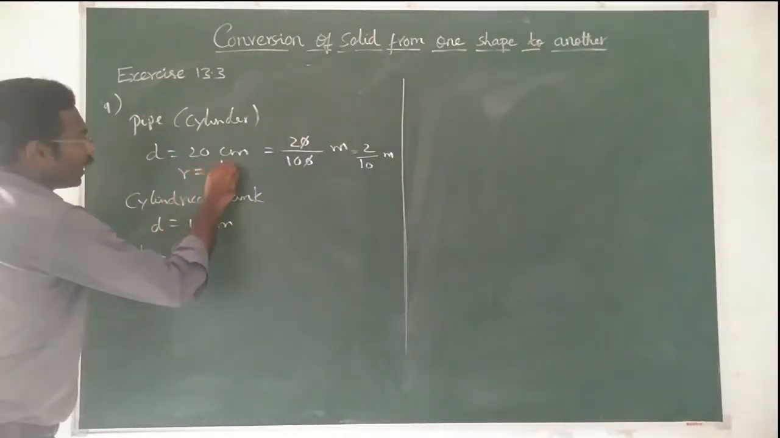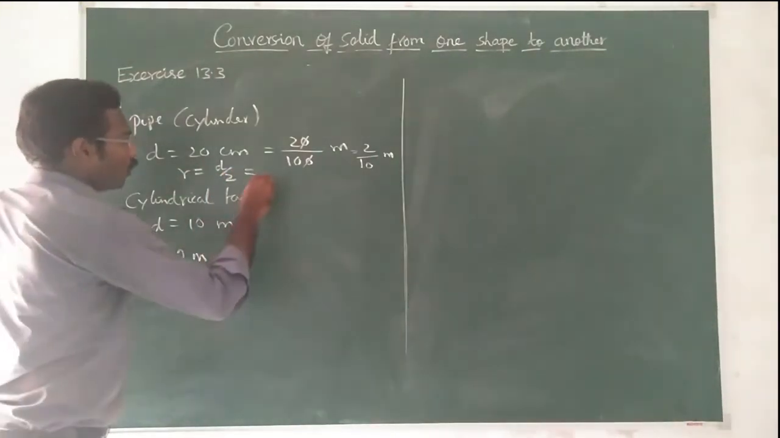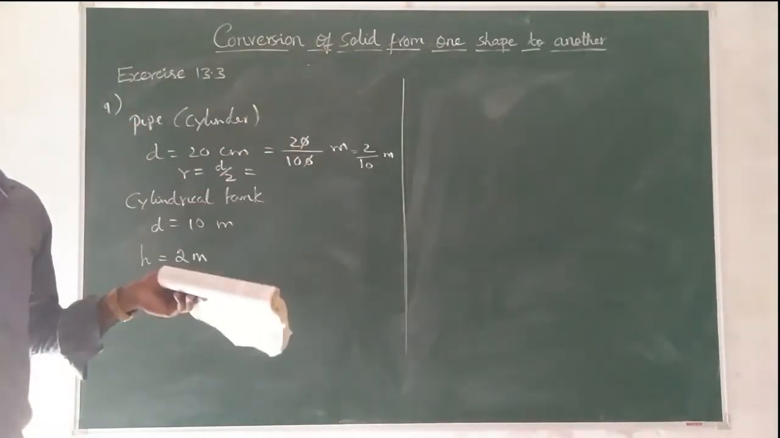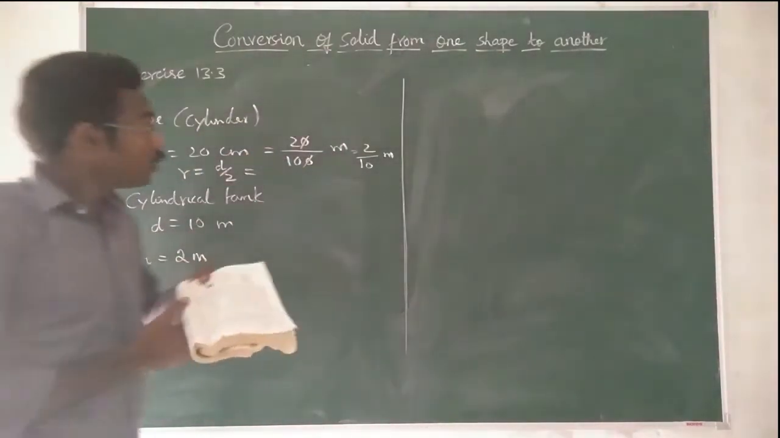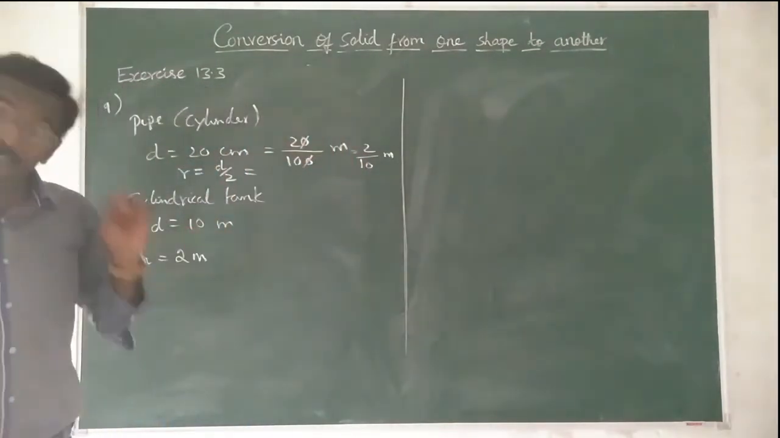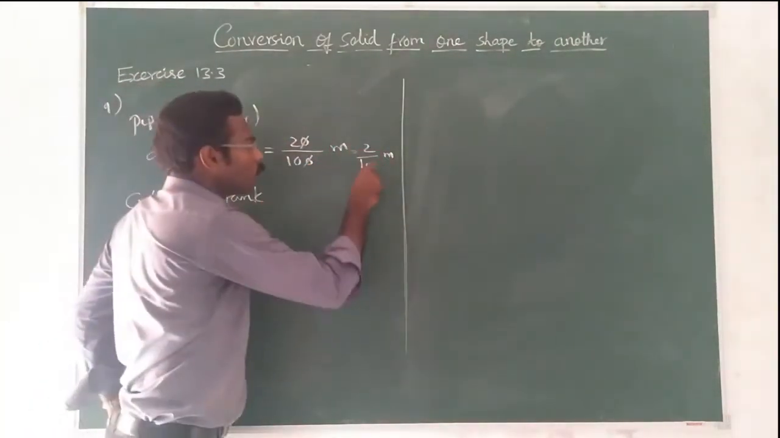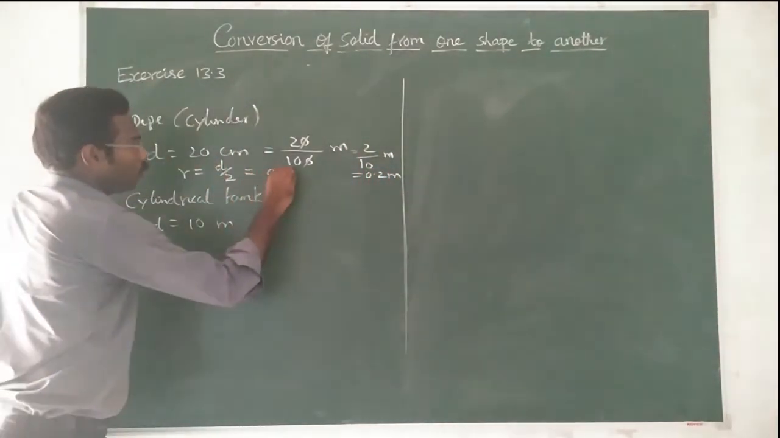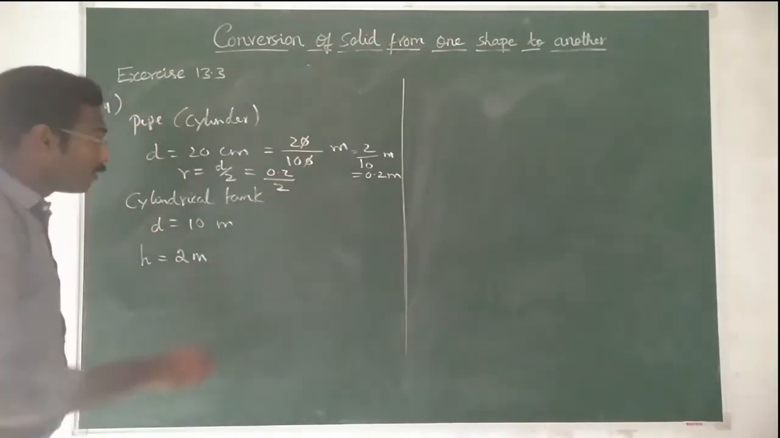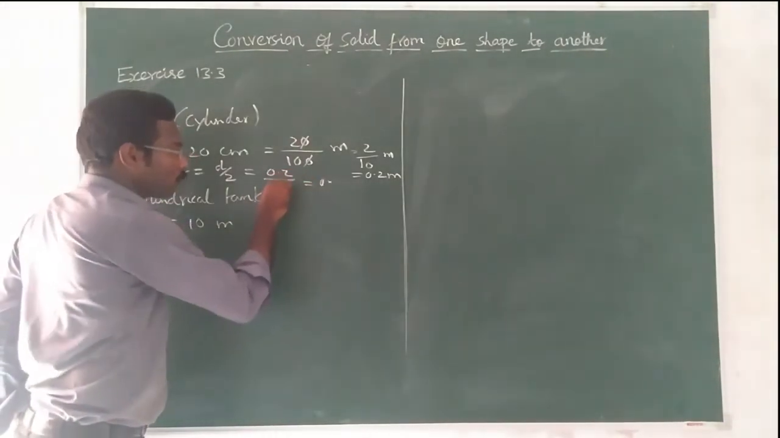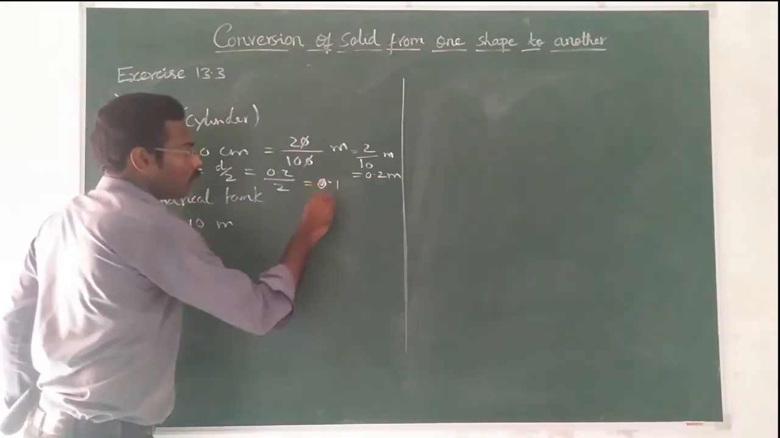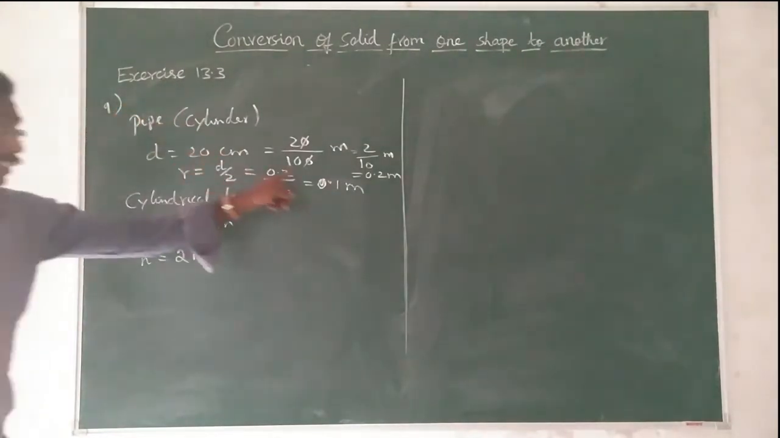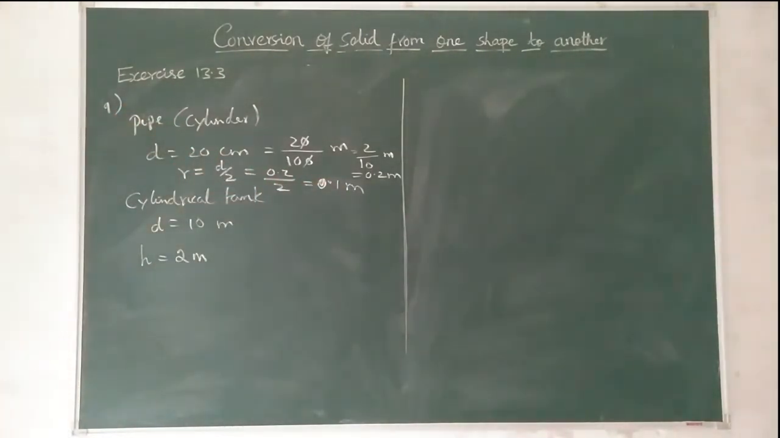So radius is equal to diameter by 2. That is equal to, this is actually 2 by 10. So 2 by 10 divided by 2. If this is difficult for you, so actually 2 by 10 divided by 2 is 2 by 20. If this is difficult for you, keep it as 2 by 10 is 0.2 meter. Therefore 0.2 divided by 2. 0.2 divided by 2 is 0. This 2 cancels, answer 1. So 0.1 meter. Okay, so radius of the pipe is 0.1 meter. Is it clear or not?